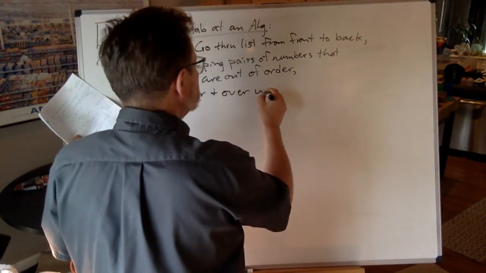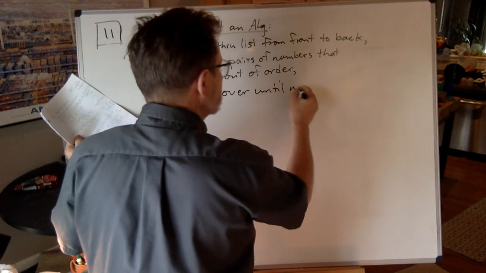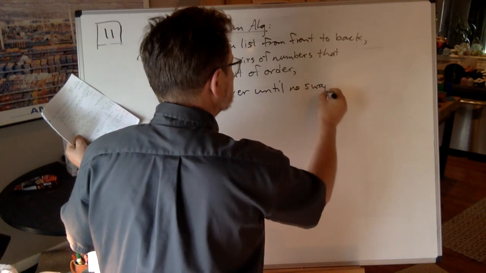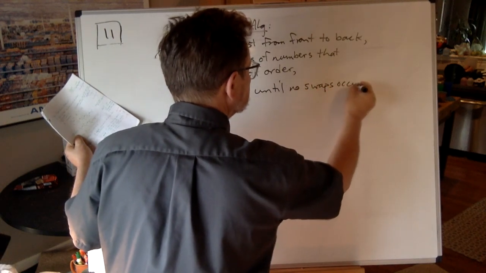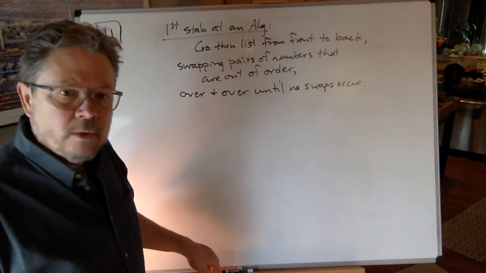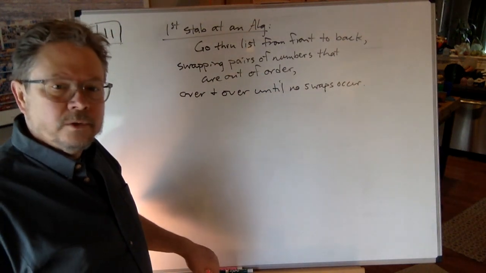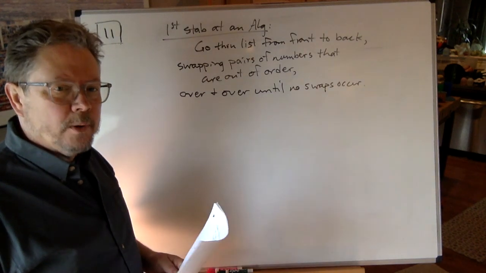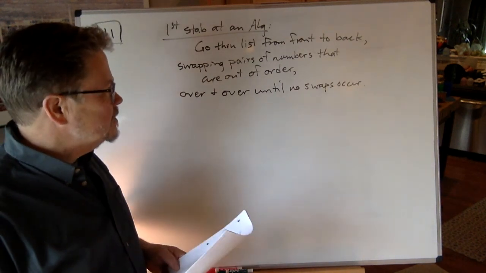Over and over until no swaps occur. Until I can make a clean pass, front to back, without having to swap any numbers. There's no way the computer will know. There's no way my program will be able to detect that this list is now in order.